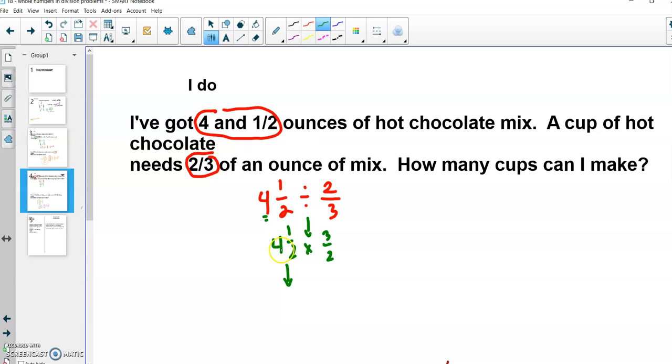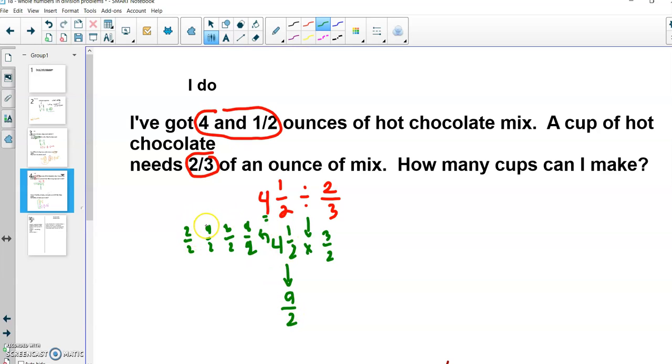So rather than writing it as 4.5, I'm going to change the 4 into halves as well. So 2 halves would make 1 whole, 4 halves would make 2 wholes, 6 halves would make 3 wholes, and 8 halves would make 4 wholes. So this 4 wholes I can really rewrite as 8 halves, plus this other half makes 9 halves. So I'm going to rewrite 4.5 as 9 halves.